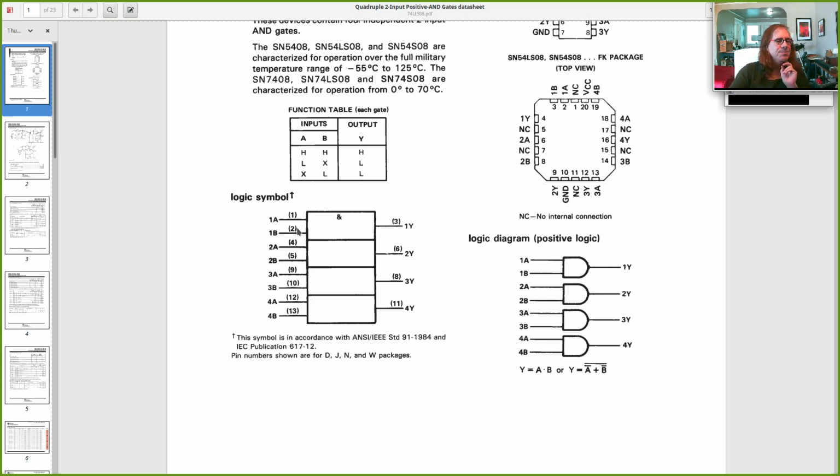Here's a logic symbol, which doesn't look like our logic symbols, but they claim it's in accordance with some standard. A and B go in. Here's an ampersand for AND, and there's the output. And there are pin numbers on here. Here's the standard logic diagram. And here's the equation: Y equals A dot B, or they also wrote it as Y equals A bar OR B bar, with a bar on top. Well, why did they do that? Well, that's a longer story.